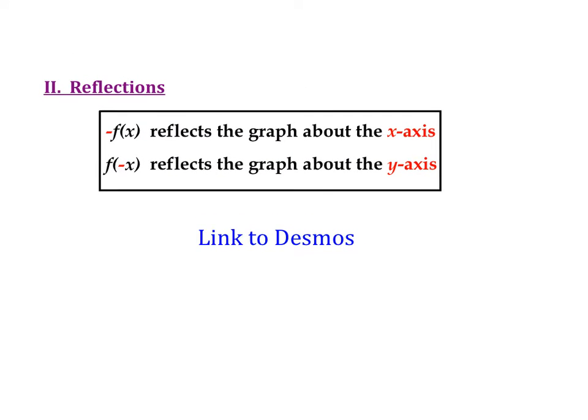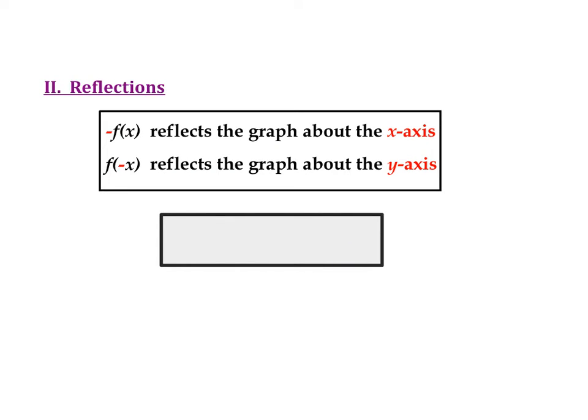So now we're going to talk about reflections. We can ignore this link to Desmos piece for right now. That'll be posted later on. So reflections happen anytime negatives get thrown into the mix. All right? So what I mean by that is if you have a negative sign either in front of the function or inside the function directly on the x, you're going to have some sort of a reflection.